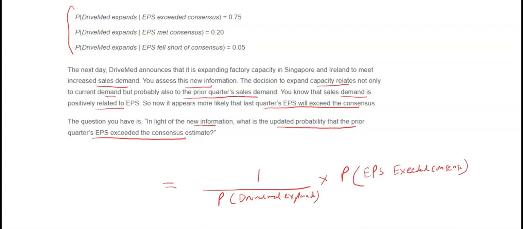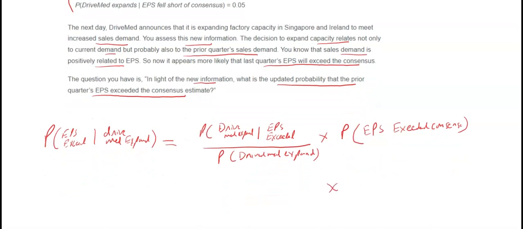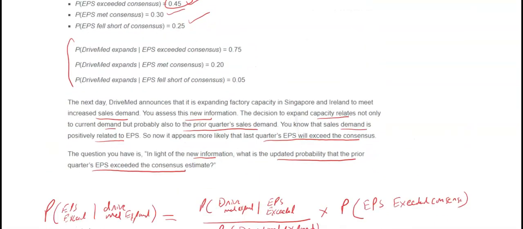So the event is EPS exceeded and the probability of new information. New information is Drive Med expand. Okay, the answer will be the probability of EPS exceeded given Drive Med expand. Okay, we have the prior probability of EPS exceeded, that is 45%.